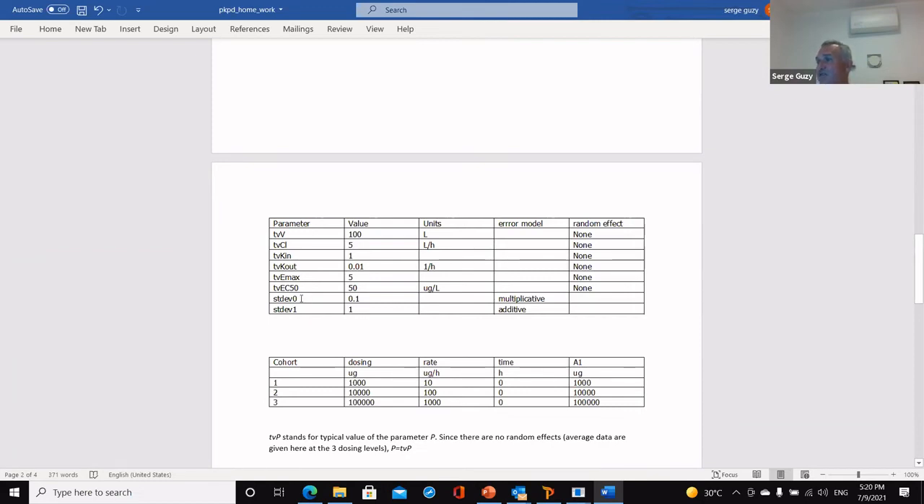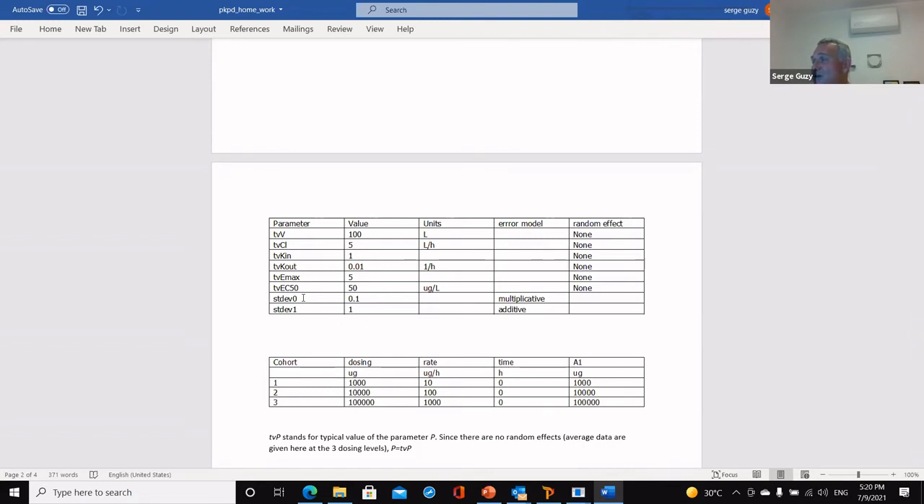STDV0 is basically the coefficient of variation for your PK model that is assumed to be multiplicative. And the PD model is assumed to be additive. I want to remind you that in many situations, we assume multiplicative error for PK and additive error for PD because the PK basically spans over a huge range of values. Usually you have very low levels up to very high levels.